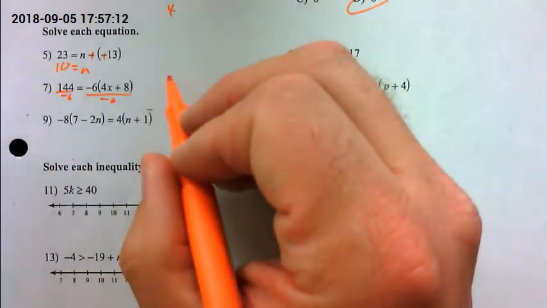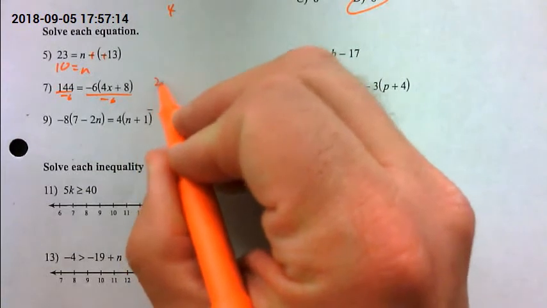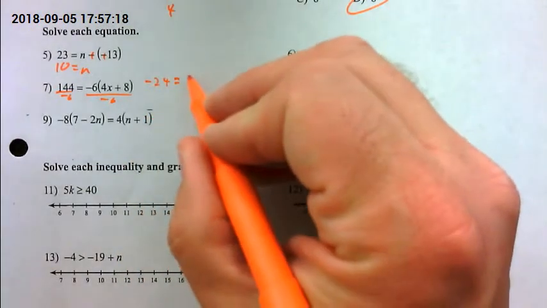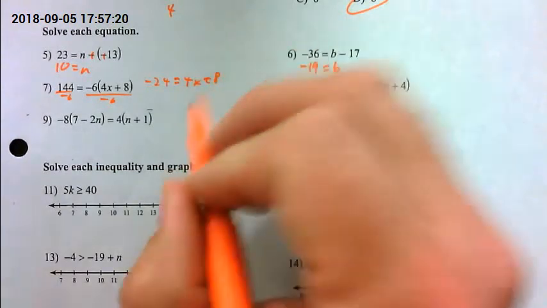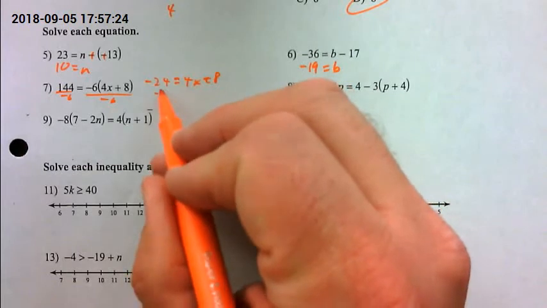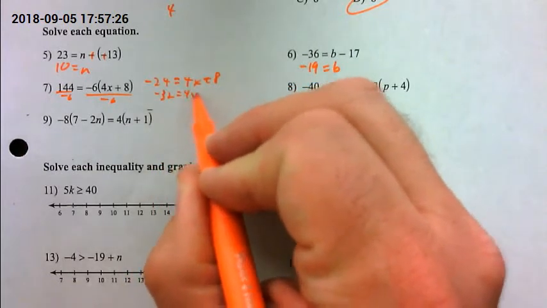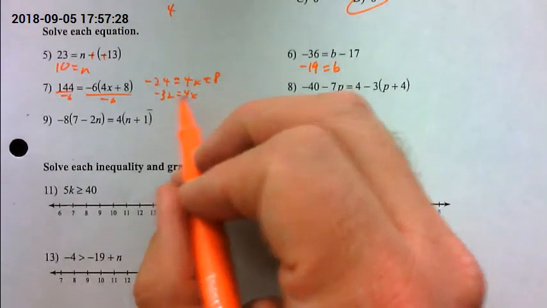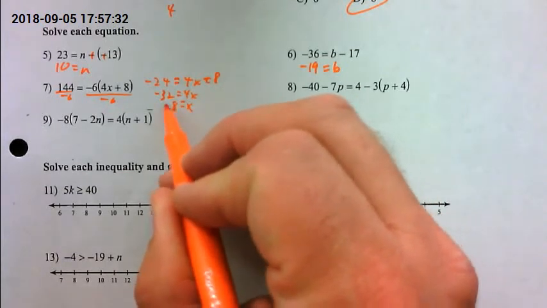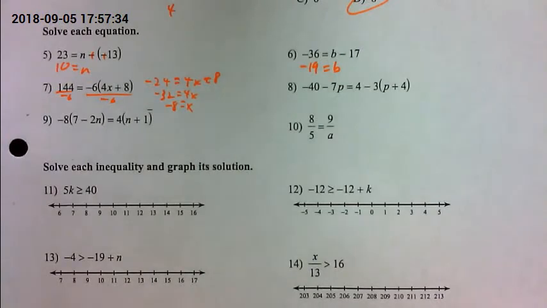So that would give us, let's see, 24 equals, and it's a negative 24, 4x plus 8. Subtract off 8. So now we have negative 32. Divide by 4, and x is a negative 8. And that'll be our final answer.